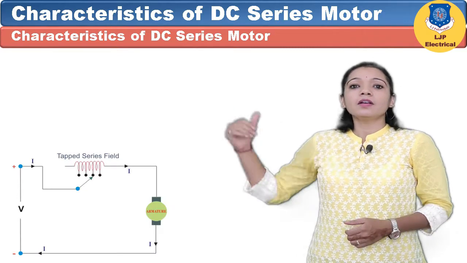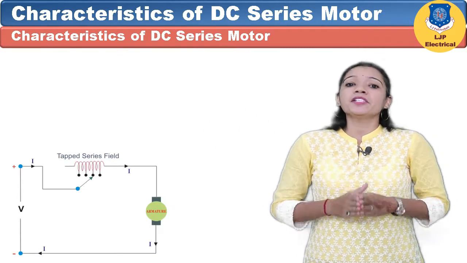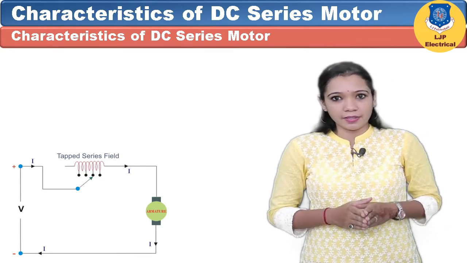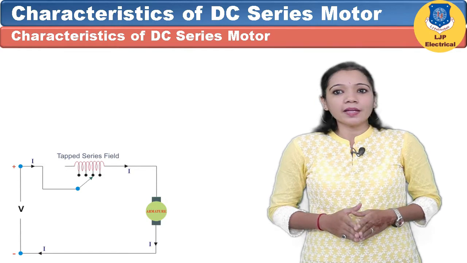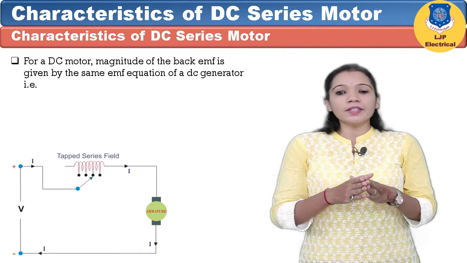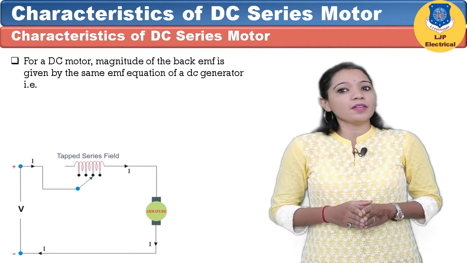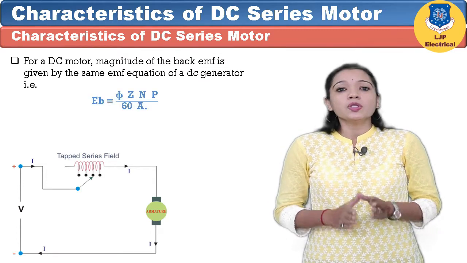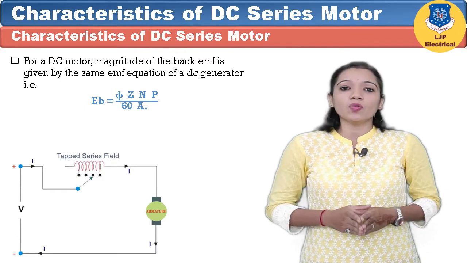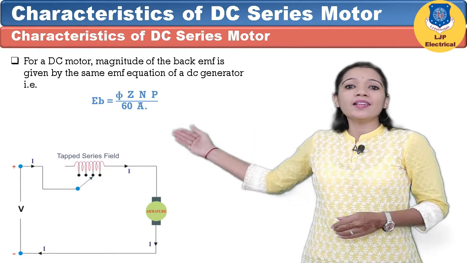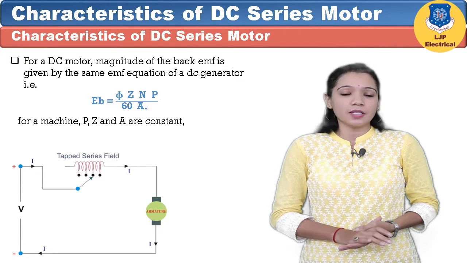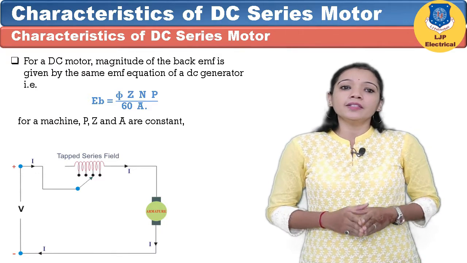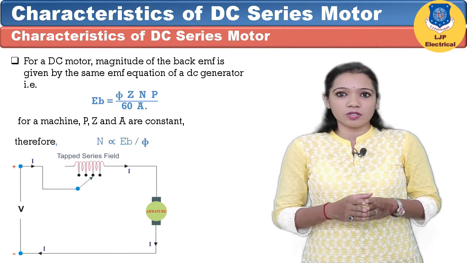So you can see in the diagram, in DC series motor, the armature winding and field winding are connected in series. So current remains the same in DC motor. For a DC motor, the magnitude of the back EMF is given by the same EMF equation as for the DC generator. So back EMF is given by the equation EB equal to phi Z NP divided by 60A. Here the number of poles, armature conductors and number of parallel paths are constant.